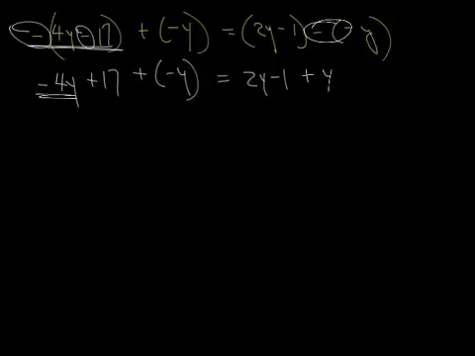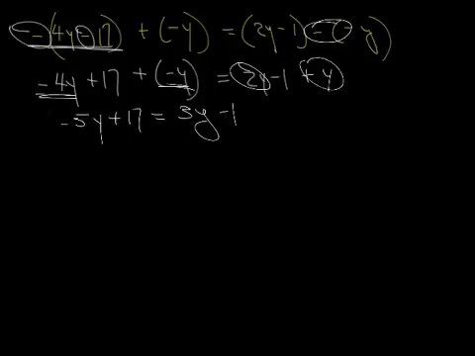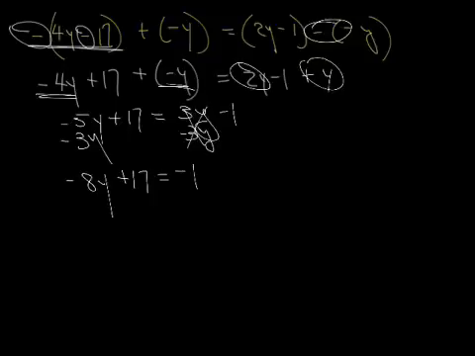Alright, let's combine like terms. We're going to take negative 4y plus negative y, which is negative 5y, plus 17 equals 2y plus 1y is 3y minus 1. Subtract 3y from both sides, and that's usually my first step when I'm trying to move things around, is get the variables together first. It doesn't really have to be that way, but that's just the way I always do it. And then I get rid of the numbers.